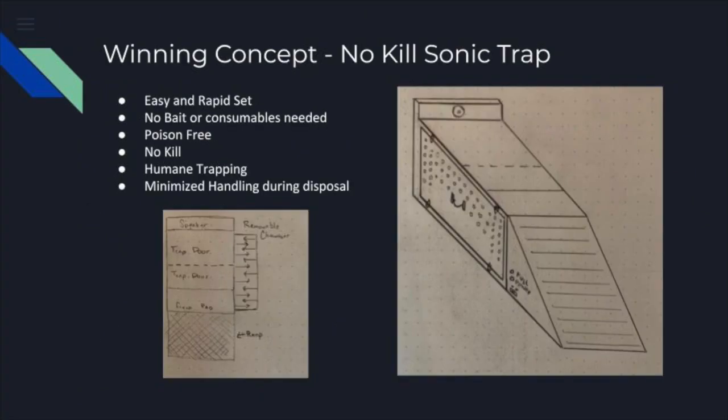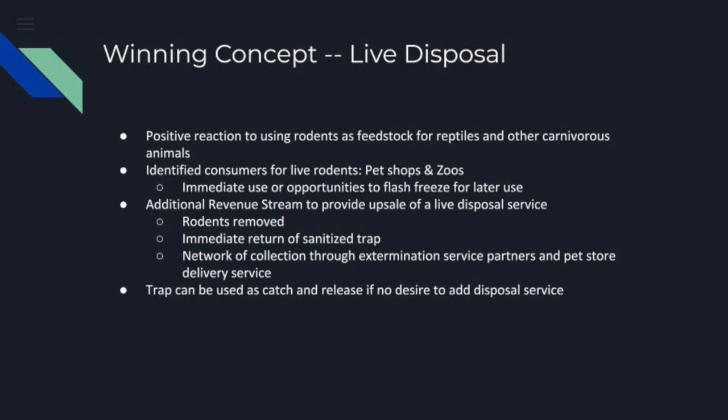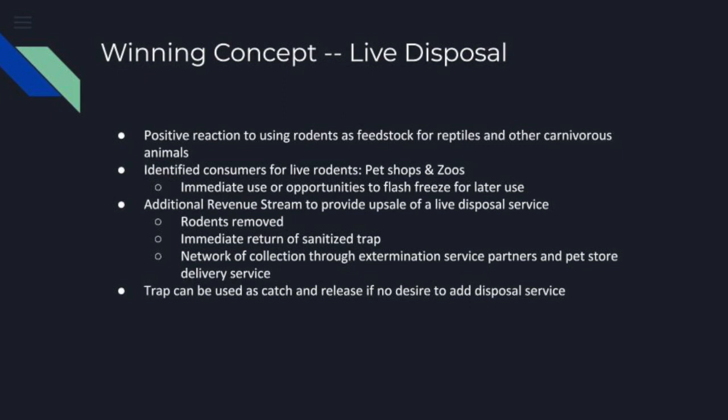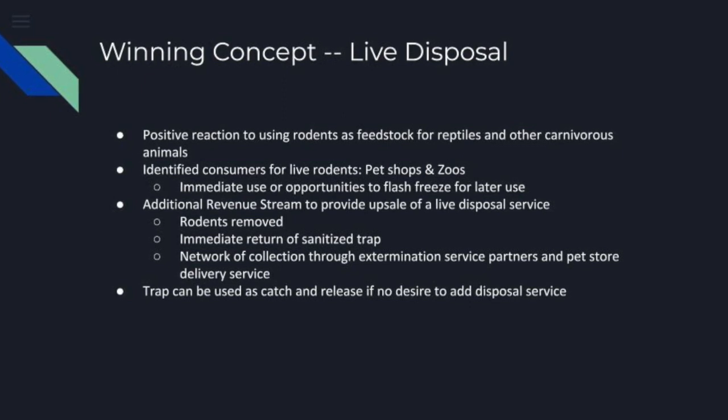From the voice of customer and the Pugh matrix, the winning concept would be the no-kill sonic trap, in that it's easy and rapid to set, no bait or consumables needed, it's poison-free, it does not kill the rodent in the house where it's being trapped, so there's humane trapping. It's minimized handling during disposal. So an added benefit to the live trapping of the mouse or rodent would be that there is the opportunity for a live disposal element to the winning concept.